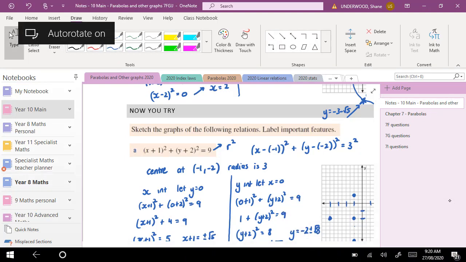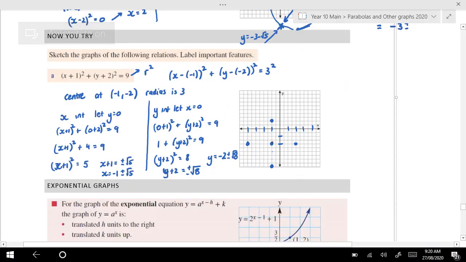It's nice to mark that center out, and then mark 3 points to the right, left, and up and down from the center, because then we can try to draw a nice looking circle. Not easy to do though. Now, of course, we've got to find those key features. Well, the X-intercept is when y equals 0.